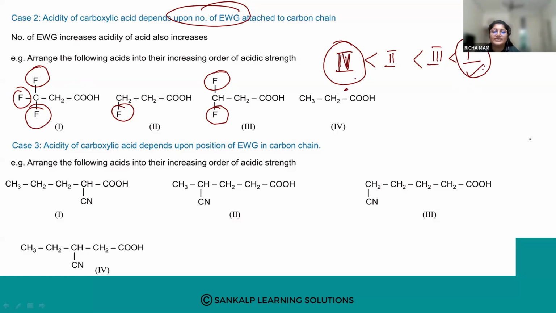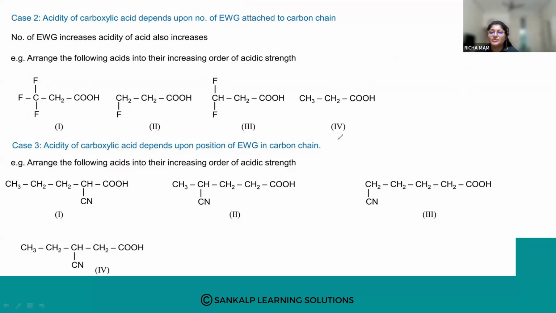Next, the acidity of carboxylic acid depends on the position of the electron withdrawing group in the carbon chain. When you see the arrangement, arrange the following acids into their increasing order of acidic strength. Acidity of carboxylic acid also depends on the position. Here is the position, and there is a cyano group. So we have to see.